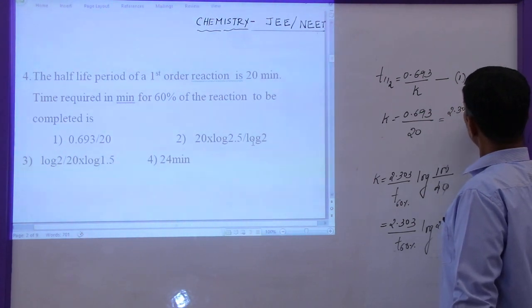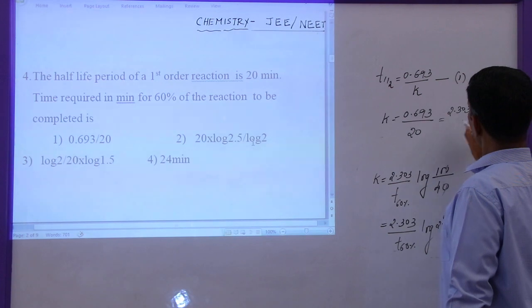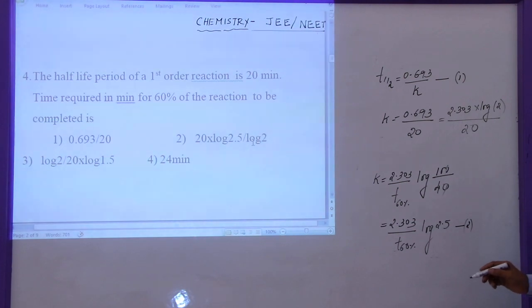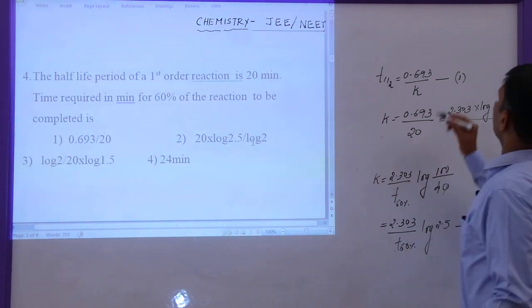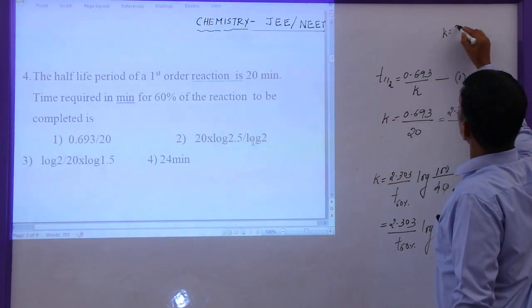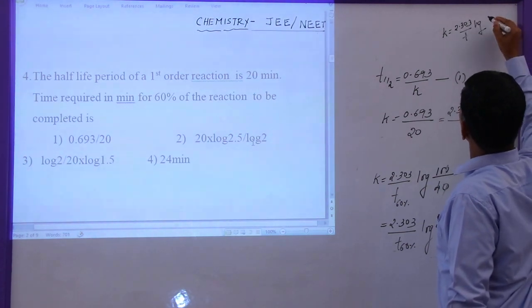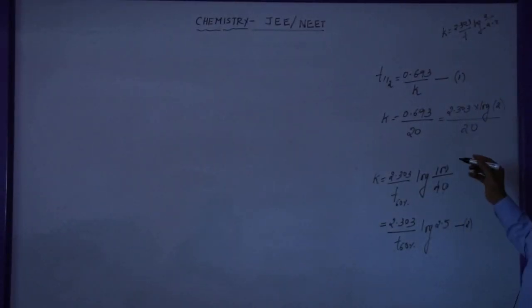2.303 into log 2 equal to 20. This answer, 0.693, you can express as 2.303 log 2 divided by 20, because we already solved this in the derivation part. You know that K is equal to 2.303 divided by T log of A by A minus X.